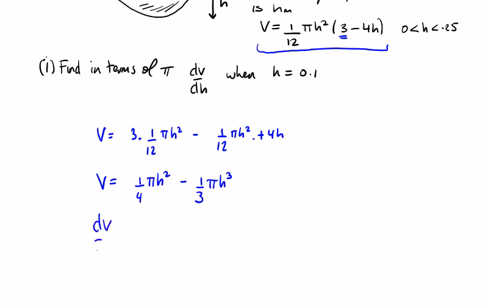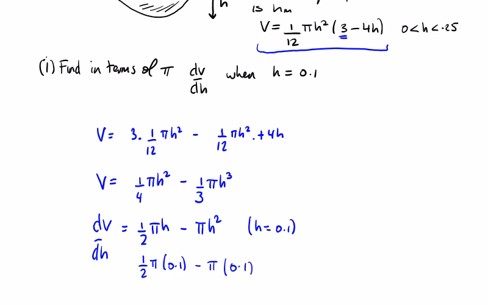So we differentiate this, dV/dh is equal to 2 over 4, or 1 over 2 pi h, minus 3 over 3, which is just 1 pi h squared, and we're told that h is equal to 0.01. So putting this in, you're going to get 1 over 2 pi by 0.01 minus pi by 0.01 squared. And this will give pi over 25 as our answer.